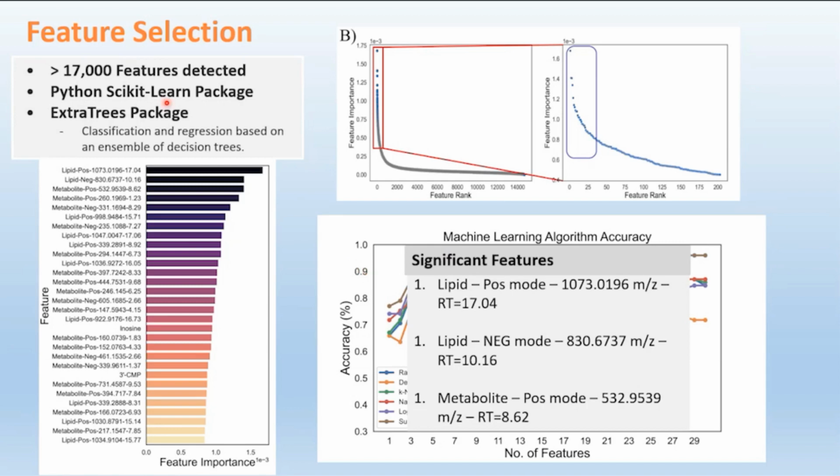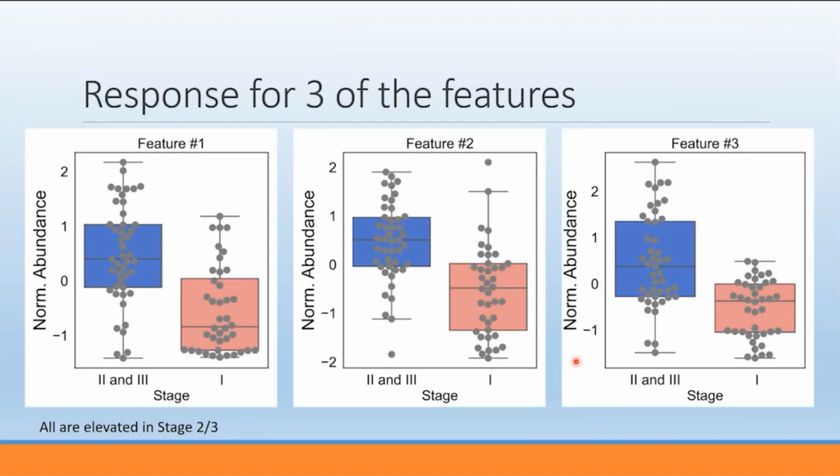You can also see them over here to the left. We had two lipids, one from positive, one from negative ion mode, and one metabolite that was identified in positive ion mode. We can then go back to the box plots, and we can indeed confirm that yes, this metabolite is elevated in this feature number 1, which was a lipid. And feature number 2 was another lipid. Both are elevated. And if we look at feature number 3, it was also elevated in grade 2 and grade 3. So we have 3 elevated metabolites and lipids that we could use to potentially identify what new biomarkers might be.